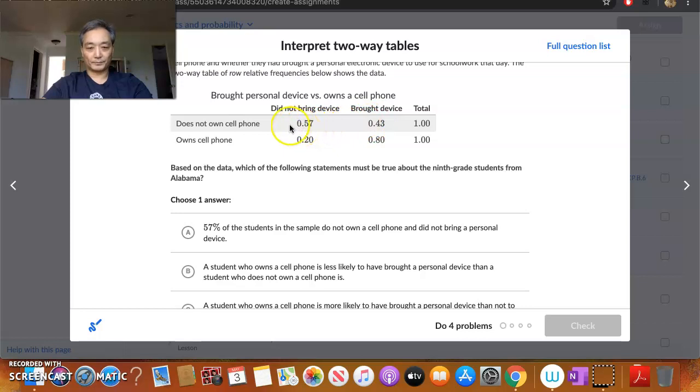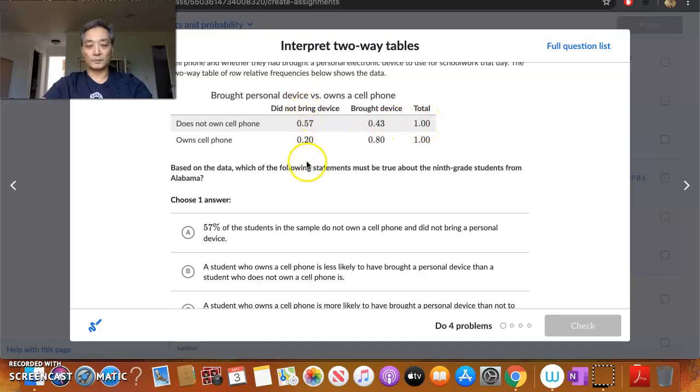Which means if you look at the decimals, or the portions or the ratios, you'll see that if you add up 0.57 for the students that do not have a cell phone, if you add those who did not bring a device is 0.57, as opposed to those who brought a personal device, is 0.43, it adds up to 1, correct? This is what we call row relative. When you add up the percentages, right, or the proportions or the ratios in a row, they're going to add up to 1.